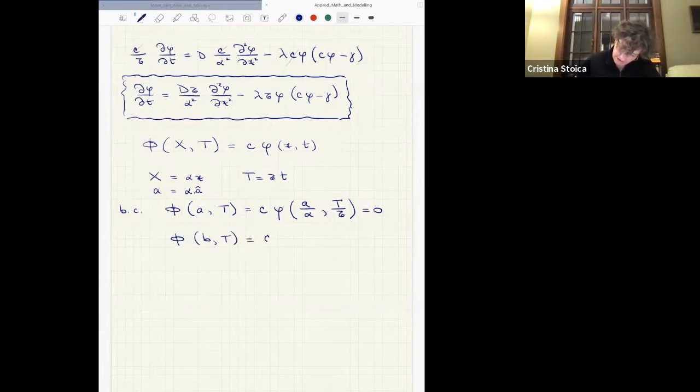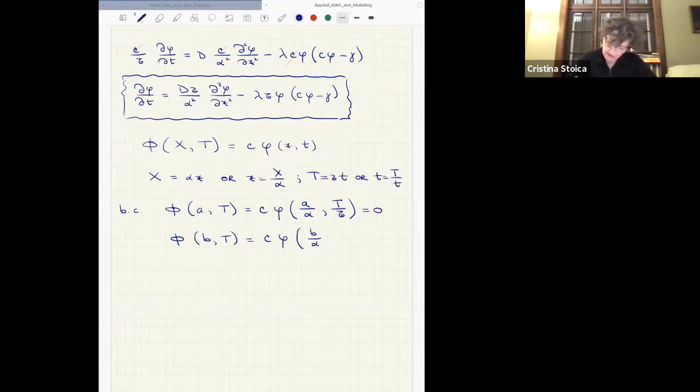This is C phi in B over alpha, because B is like the X. Maybe I should have written this. And then for the other one, T is tau times little t. It depends on what we need. So now I think it's clear that little a becomes, this would be like the capital X, and then the little x would be a divided by alpha. So this capital X is a, and then we divide by alpha.